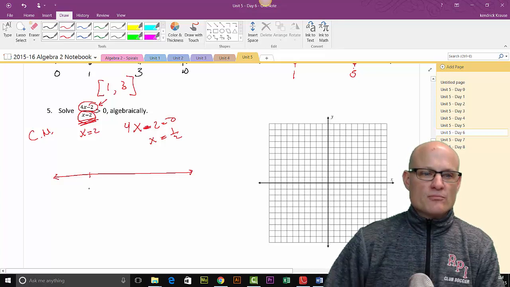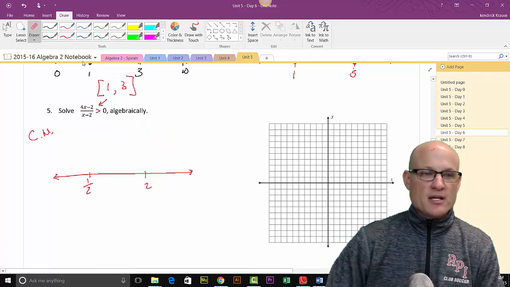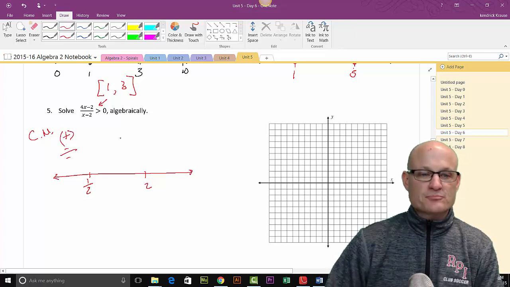So 1/2 and 2. Let's pick a number that's less than 1/2, something like 0. Going back to the original problem, if I plug in 0, the numerator becomes negative 2 and the denominator is negative 2. Negative over negative is positive. So in this case, it's all positive out there.